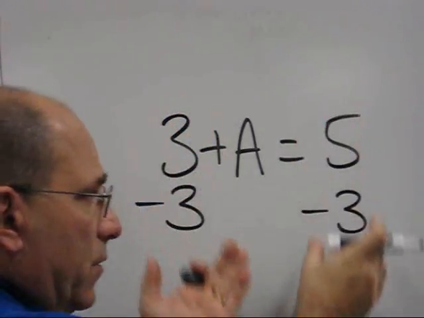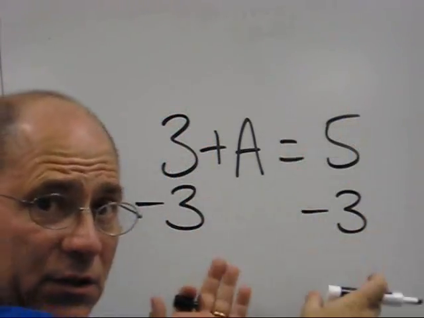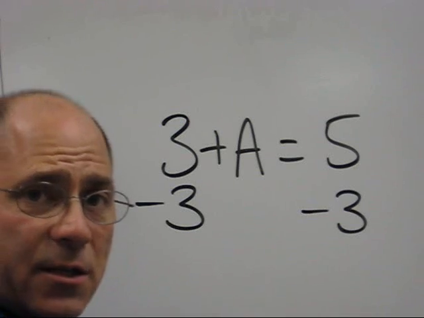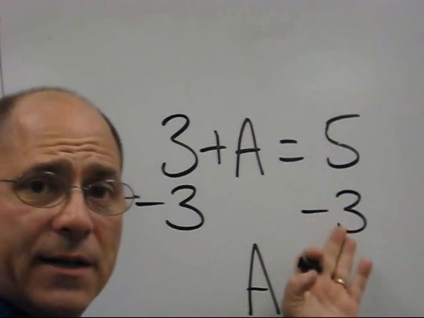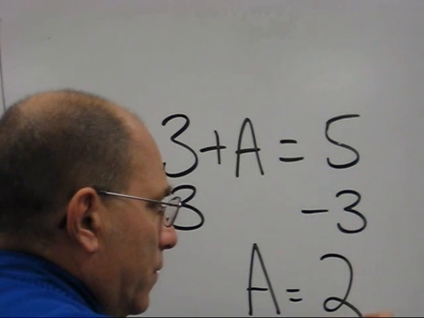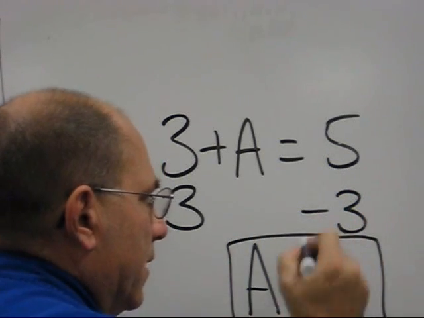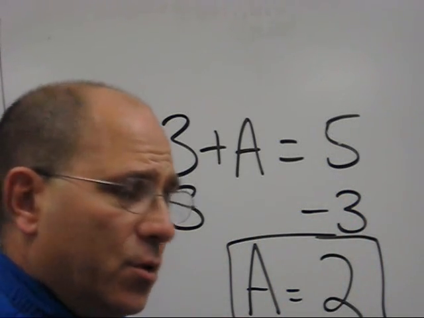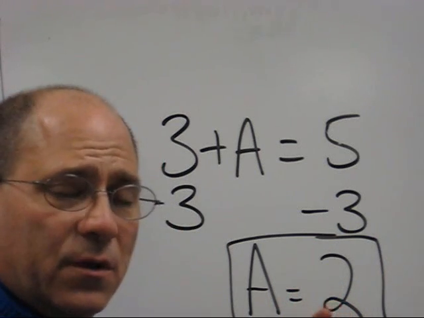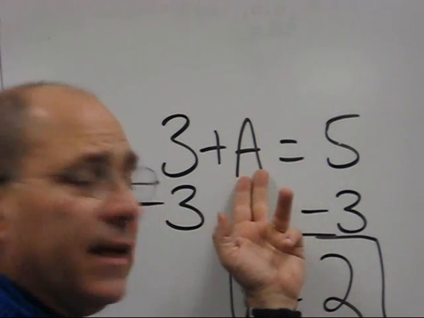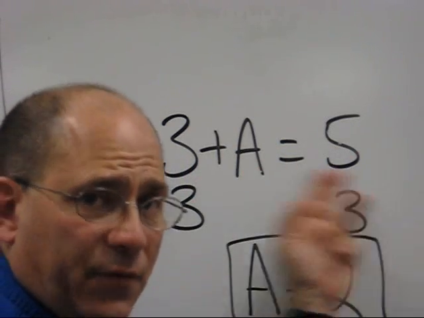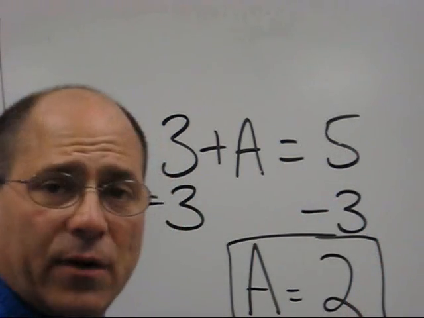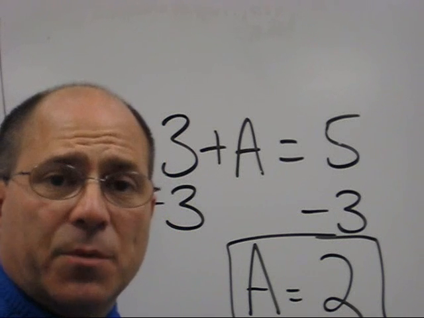Now, if we do our calculations here, we say 3 minus 3 is 0, and so a is all by itself, and 5 minus 3 equals 2, which is the answer. Now, if we wanted to check that, we would substitute the 2 in place of the a, and we would say 3 plus 2 equals 5. If that's a true statement, then we have a correct answer. And that's pretty much all there is to it.